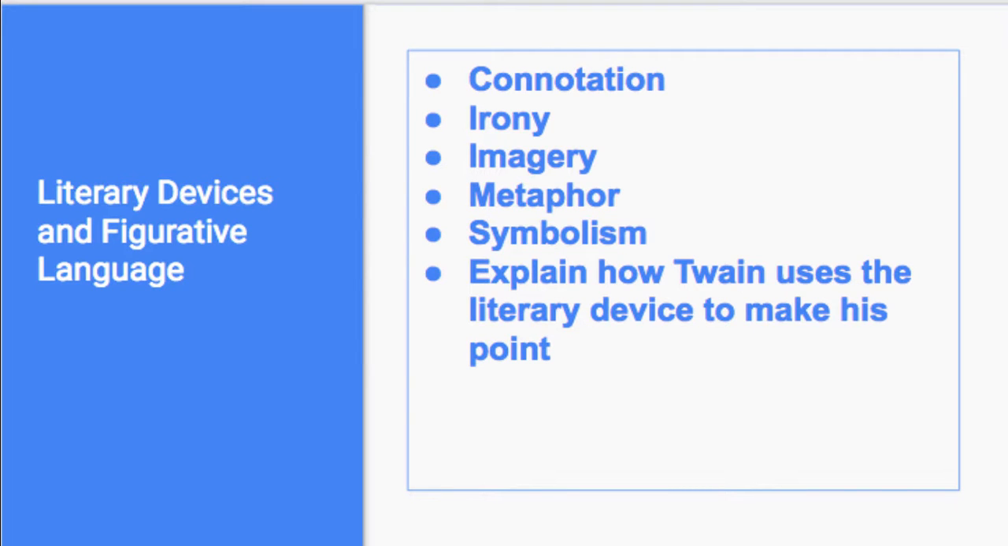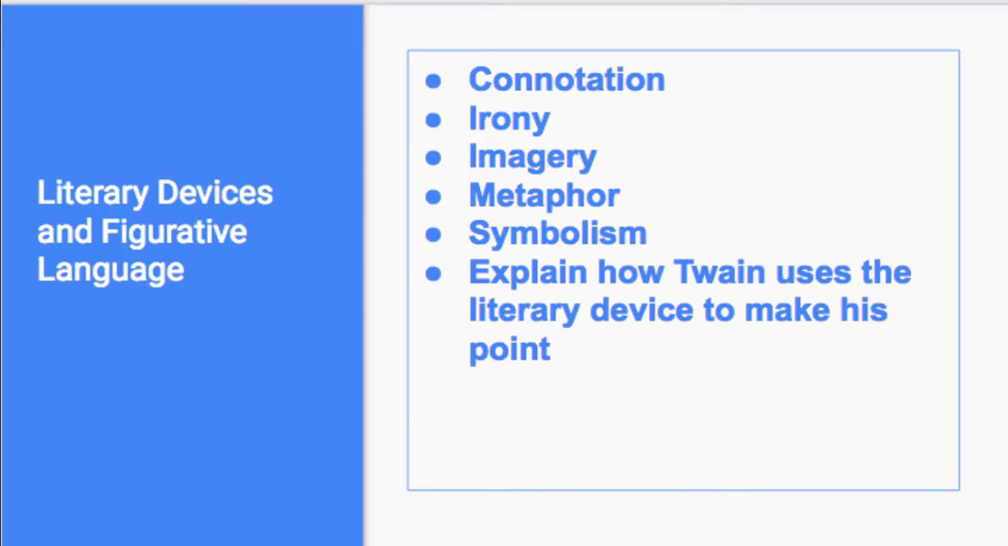Second tip that I wanted to point out to you is that you want to remember that the evidence you want to unpack as you work on your draft is Twain's use of literary devices, that a connotation in the passage, or irony in the passage, or imagery in the passage, or metaphor, or symbolism in the passage, that's your evidence of Twain's claim, of Twain's argument.